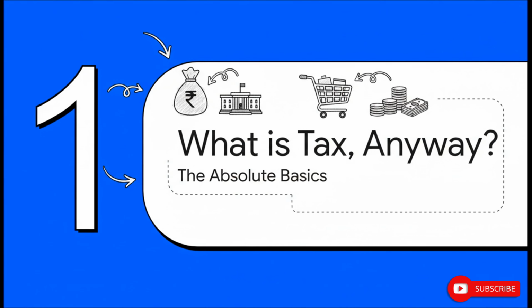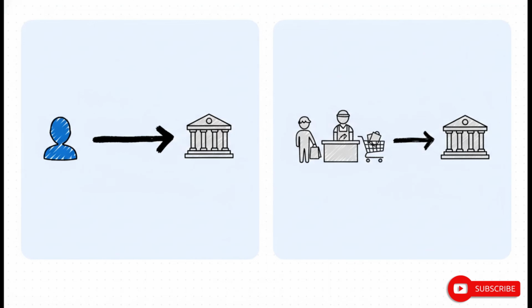All right, first things first. What is tax anyway? We're starting right at square one, because before we can really get what GST is, you gotta understand the two main ways the government collects tax. It's a really simple difference, but it is absolutely crucial. Okay, so on one side, you've got direct tax. This is the tax you pay straight from your own pocket, on the money you earn, like income tax. You can't pass that burden onto someone else.